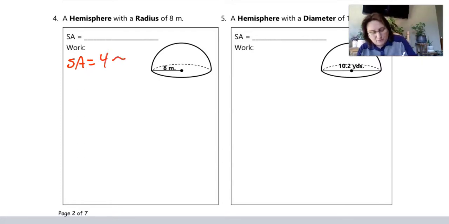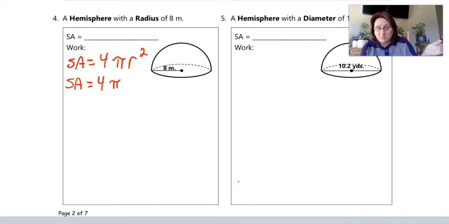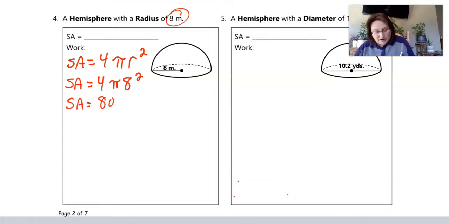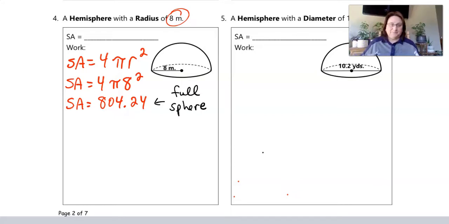Yeah, the formula for surface area of a sphere is 4 pi r squared. Okay, so we're going to plug in. We don't know the surface area. We know 4 pi is pi, right? And then it tells us the radius. Well, hey guys, the radius, it gives it to us, is 8 meters. So we plug that in our calculators, and when we plug that in, we get 804.24. Now remember, this is for the full sphere. That is for the whole thing.